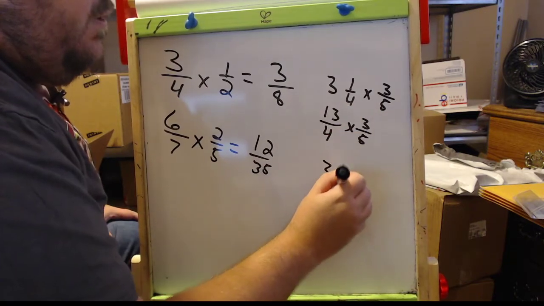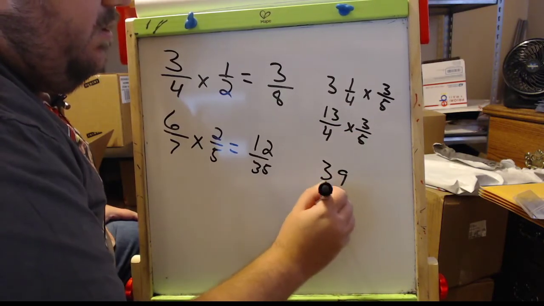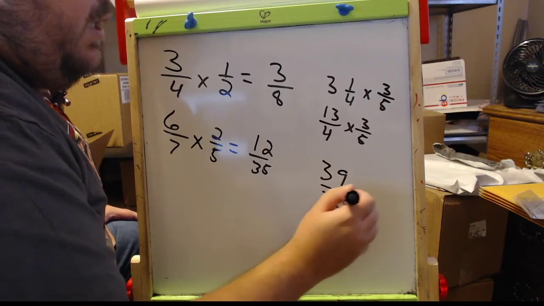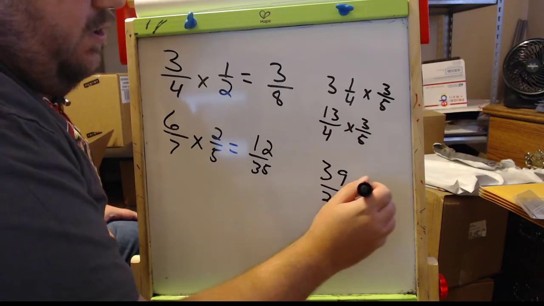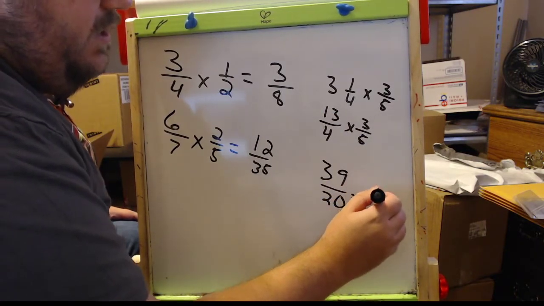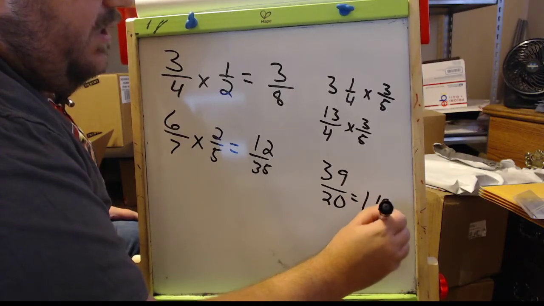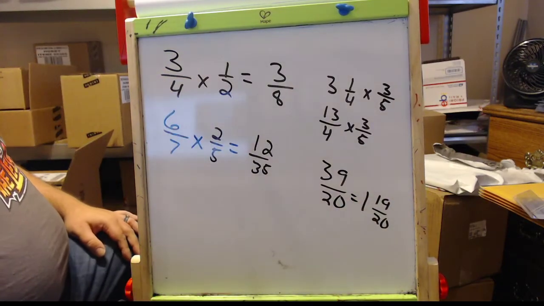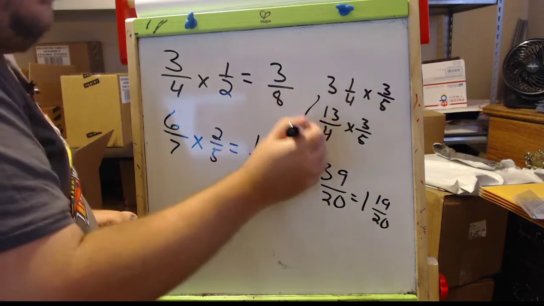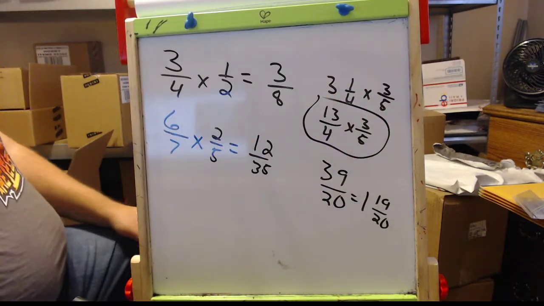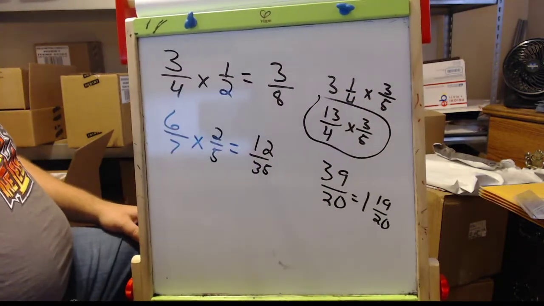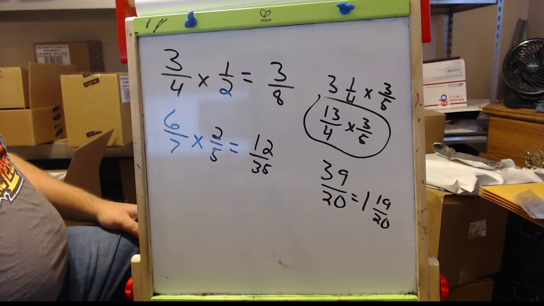13 times 3 is 39. 5 times 4 is 20. And I'm going to end up with, now I do my division. 20 goes into 39 once with 19 left over. And I get an answer like that. That's the way you should do it. If you have a mixed number, or even two mixed numbers, turn them into improper fractions.